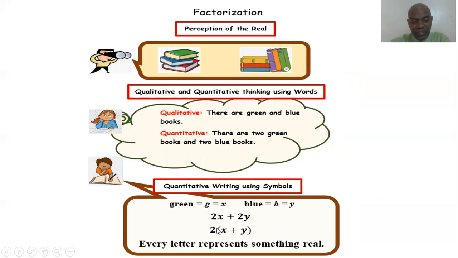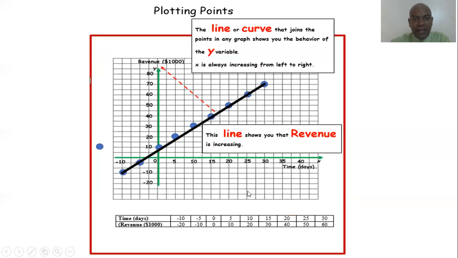So since the 2 is repeated, you can factor it out. In brackets, you put X plus Y because you divide by 2. Factorization, the real to words to symbols, mathematics. And then you have graphs. We're going to talk about graphs.